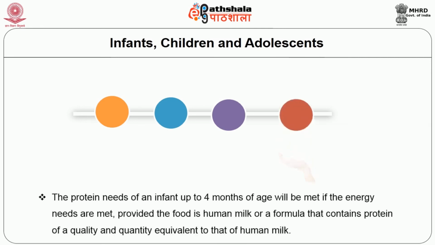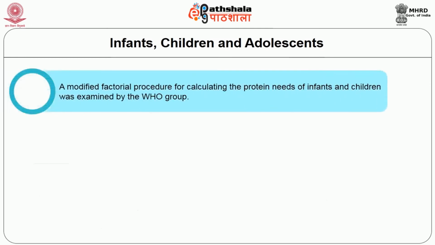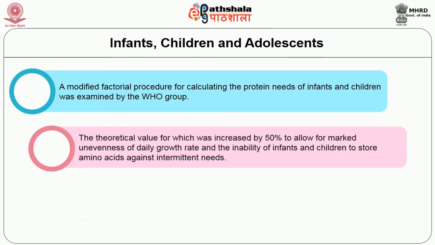The protein needs of an infant up to 4 months of age will be met if the energy needs are met and the diet contains protein of a quality and quantity equivalent to that of human milk. The modified factorial procedure for calculating the protein needs of infants and children was examined by the WHO group. Values were assigned for a maintenance requirement and an increment representing growth, the theoretical value for which was increased by 50% to allow for marked unevenness of daily growth rate and the inability of infants and children to store amino acids against intermittent needs.